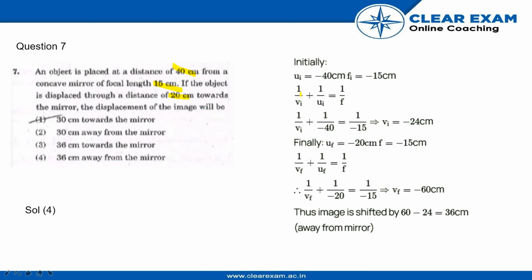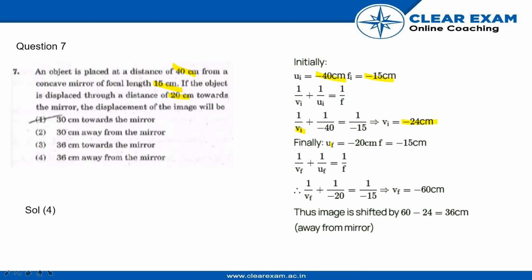So initially, according to the question, the value of ui is minus 40 centimeters and the value of f is minus 15 centimeters. And we know that 1 by f is equal to 1 by vi plus 1 by ui. So through this, we can calculate the value of vi, which we get as minus 24 centimeters.